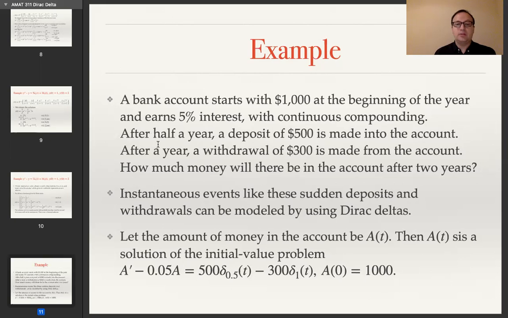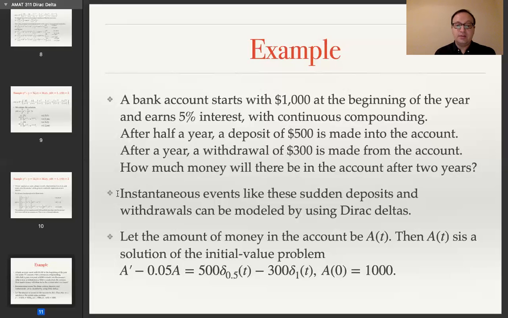Okay, so let's try to solve this problem. A bank account starts with $1,000 at the beginning of the year and earns 5% interest with continuous compounding. After half a year, a deposit of $500 is made into the account. After a year, a withdrawal of $300 is made from the account. How much money will there be in the account after 2 years?